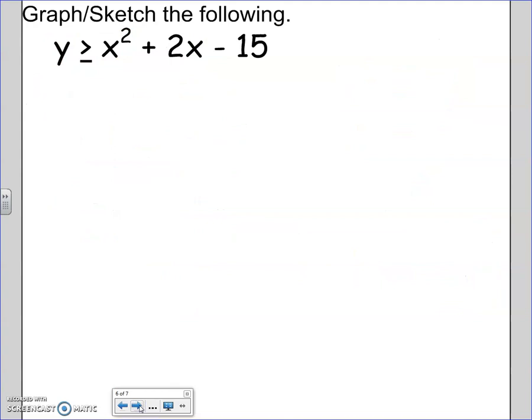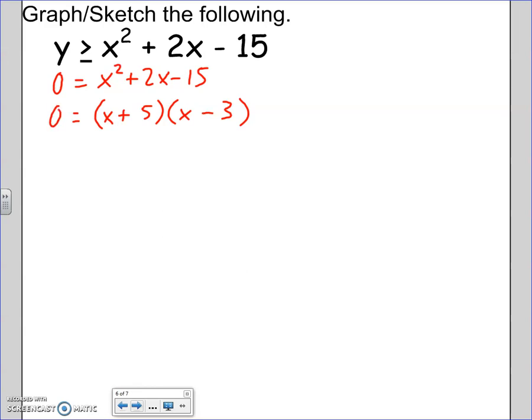All right, here's another one. Graph, sketch the following. So now we see 2 letters. If it's 2 letters, actually less work. So we can treat that as 0 if you want. Equals, let's do x squared plus 2x minus 15. I'm going to try to factor that. There's no GCF. I'm going to guess x, x, 5, 3. We need a positive 5, negative 3. And that multiplies correctly. Set each factor equals 0. X equals negative 5, x equals positive 3.